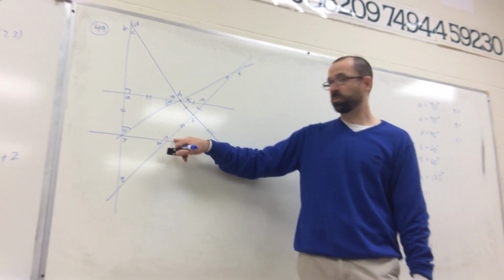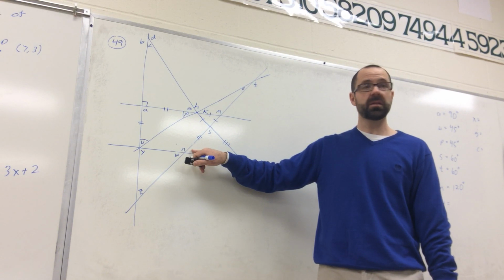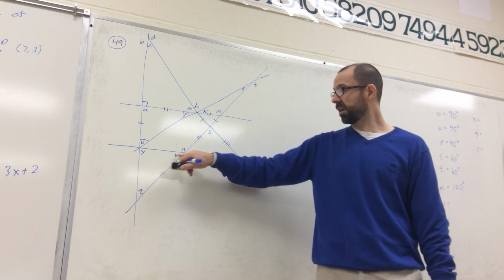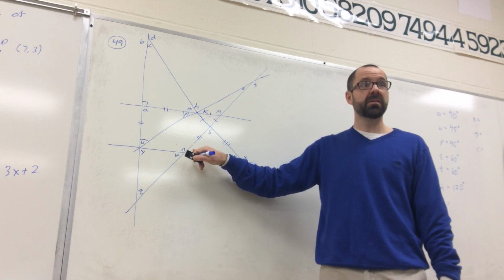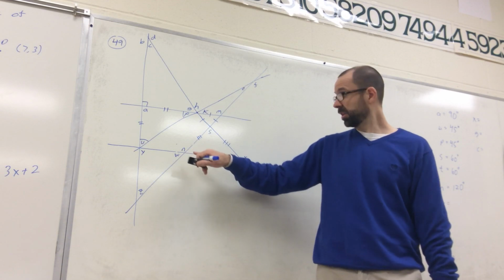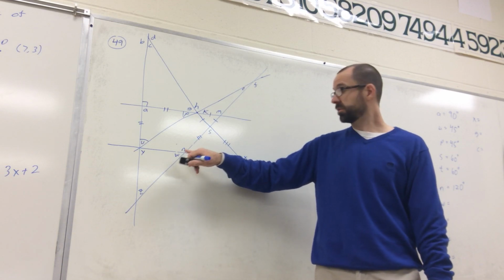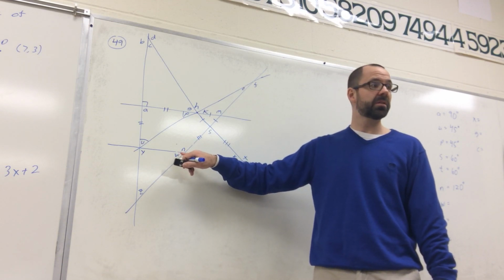Then we said this one was 60, right? What are W in this one called? Vertical angles. And what happens with vertical angles? They're congruent, right? So this one's 60, so W is 60 also.